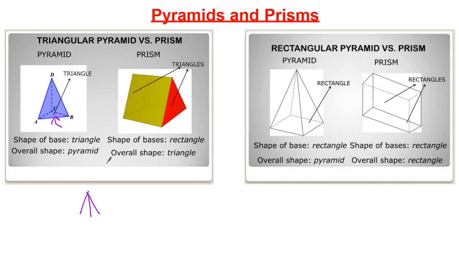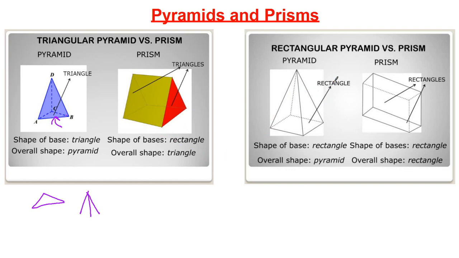Now we're going to talk about triangular pyramids and prisms versus rectangular pyramids and prisms. As you can see, for a triangular pyramid, you have a triangular base. The base, the bottom right here, is in the shape of a triangle. As you can see over here, for a triangular prism, the shape is going to be a rectangle, okay? But for a triangular pyramid, the overall shape is going to be this pyramid shape. And for a triangular prism, the overall shape is, you'll see some triangles, okay?